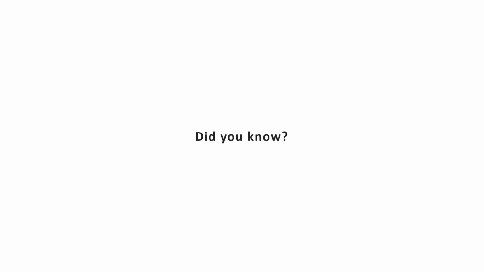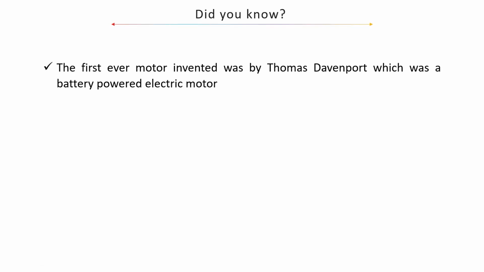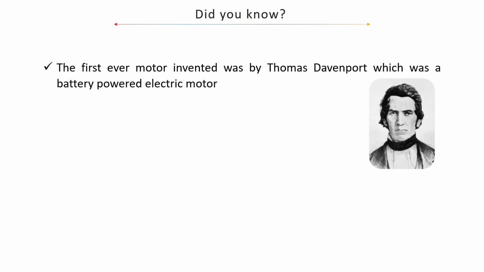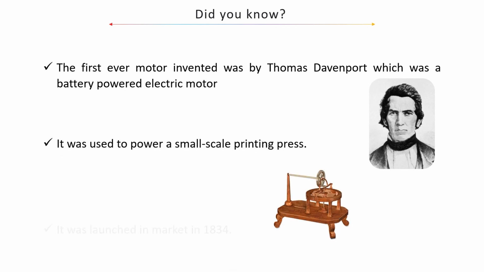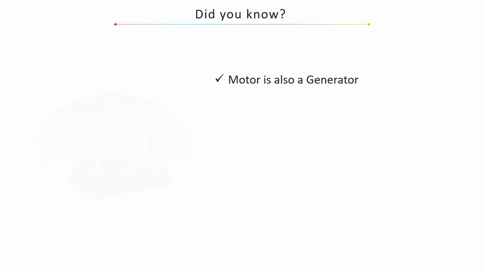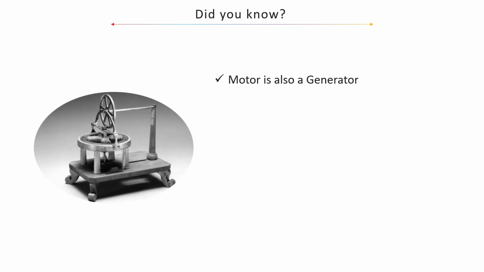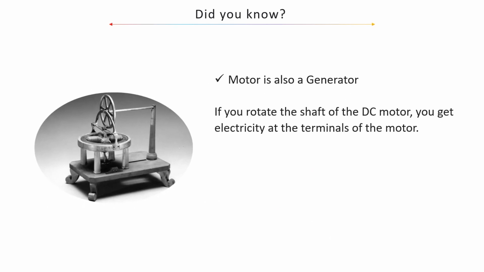Did you know that the first ever motor invented was by Thomas Davenport, which was a battery-powered electric motor? It was used to power a small-scale printing press. It was also launched in the market in 1834. And do you also know that a motor is also a generator? Well, yes. If you rotate the shaft of the DC motor, you get electricity at the terminals of the motor. And that is exactly how the motor also works as a generator.